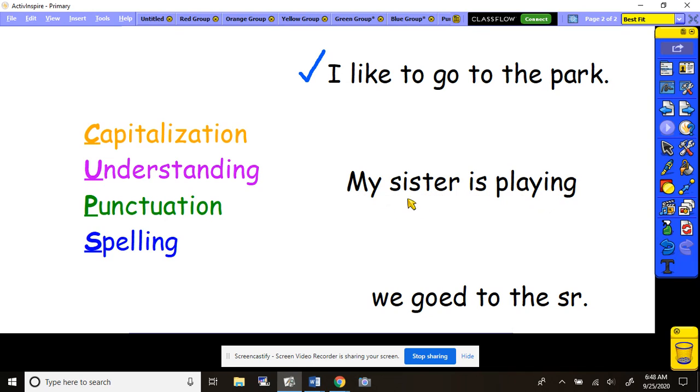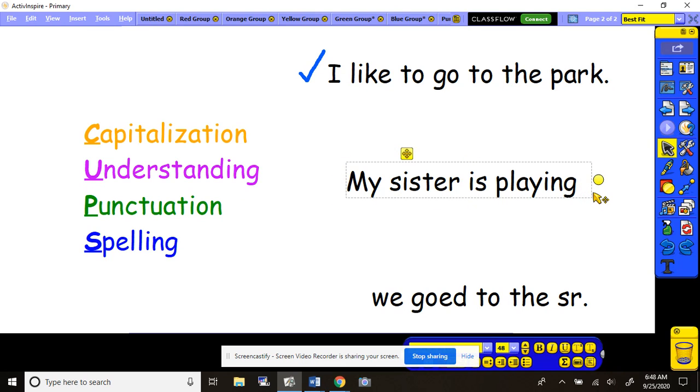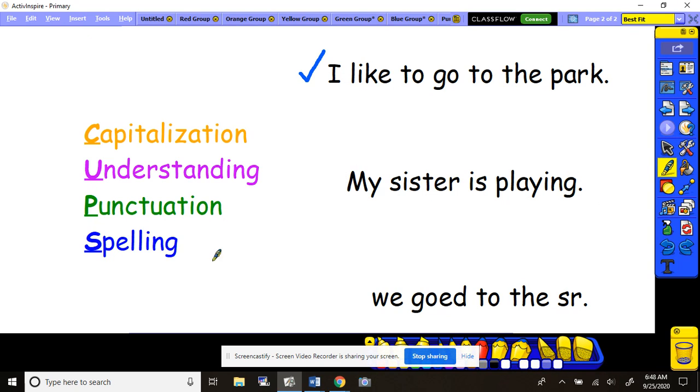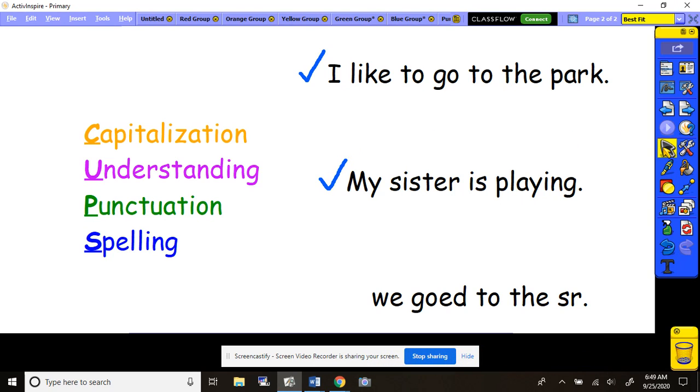My sister is playing. All right, what about punctuation? There's no punctuation marks. I have to go in and make sure I include it. And then spelling. My sister is playing. Those words look right. They look like I wrote the sounds that I heard, or I know how to spell those words. So now that sentence is all fixed.